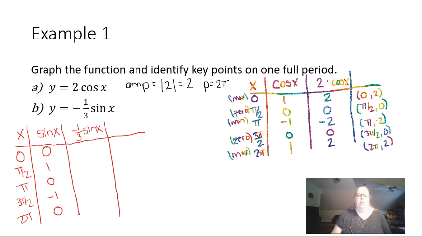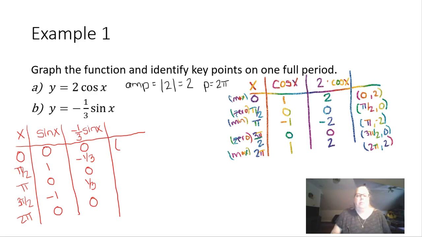In the next column, I'm just going to multiply the sine column by negative 1/3. Negative 1/3 times 0 is 0. Negative 1/3 times 1 is negative 1/3. Negative 1/3 times 0 is 0. Negative 1/3 times negative 1 is positive 1/3. And negative 1/3 times 0 is 0.